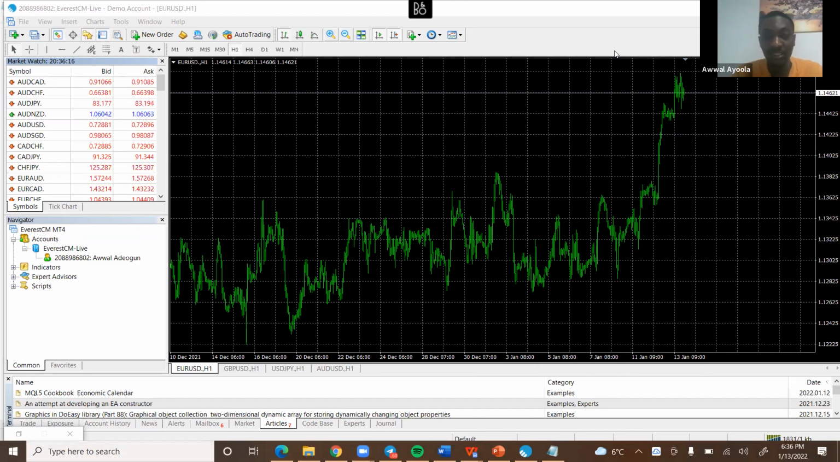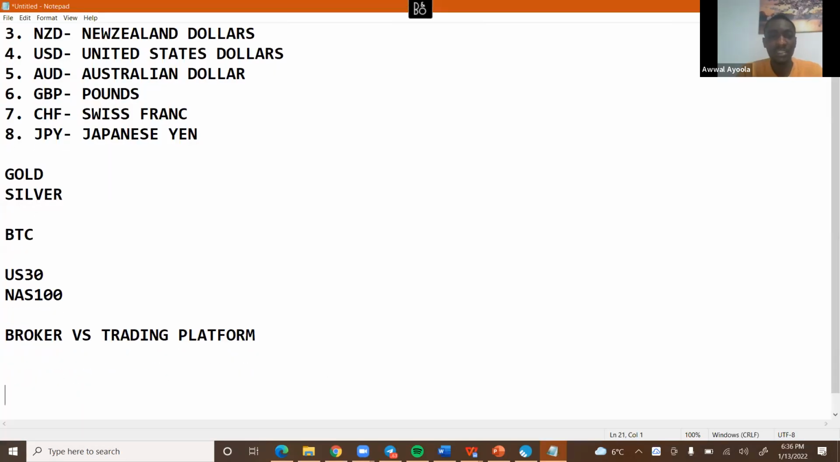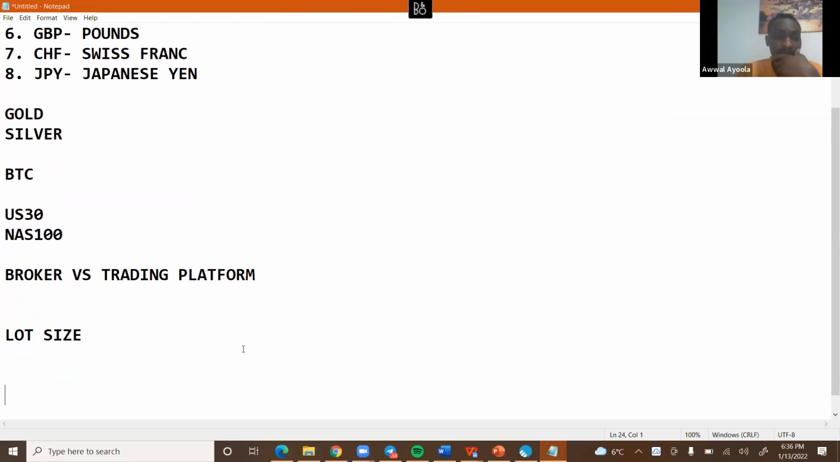Tomorrow, when we are doing the practical on our MT4 on our phone, we'll be able to calculate pips, edit pips, edit your lot size and all those things. But basically, let's start with lot sizes. Lot sizes are what actually determine how much you make from the market.